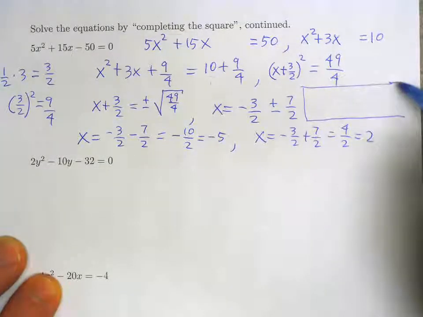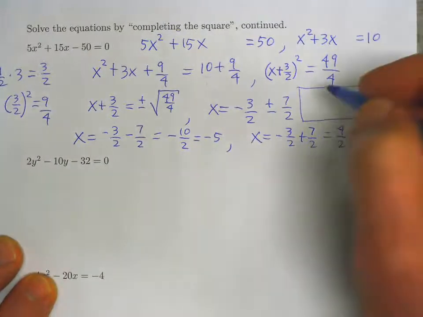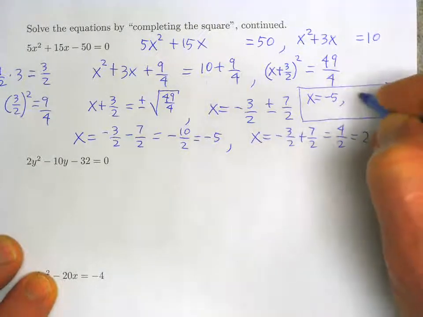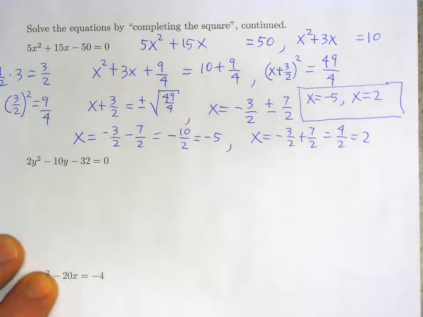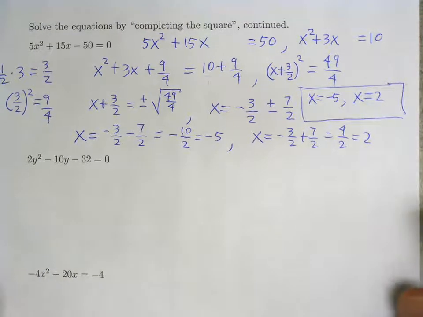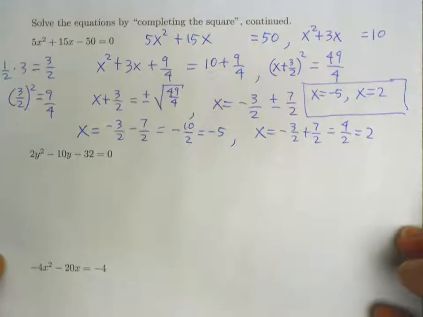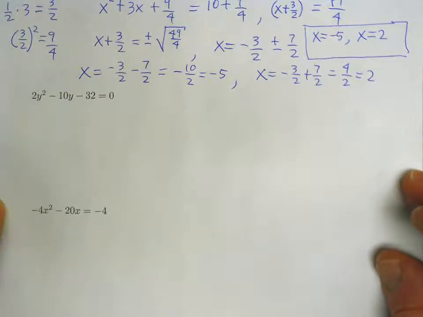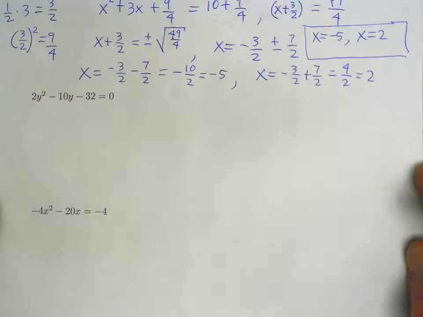So I'll try to make it a little more clear. The two solutions are x equals -5 and x equals +2. Well, that wasn't so bad. The next example, solve 2y to the second minus 10y minus 32 equals 0.